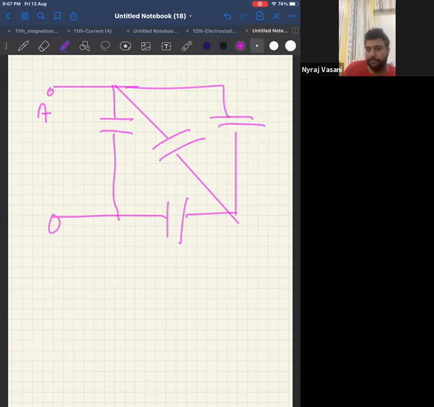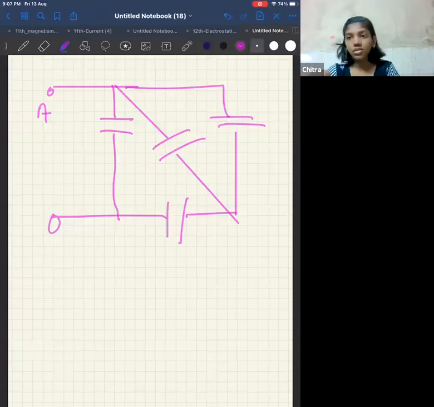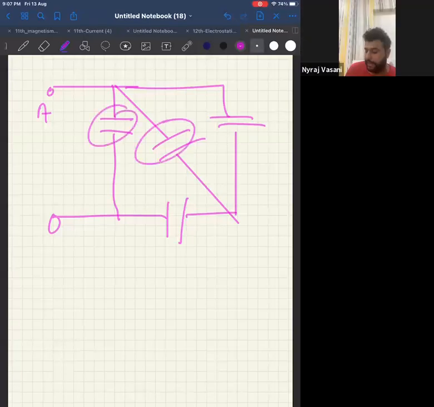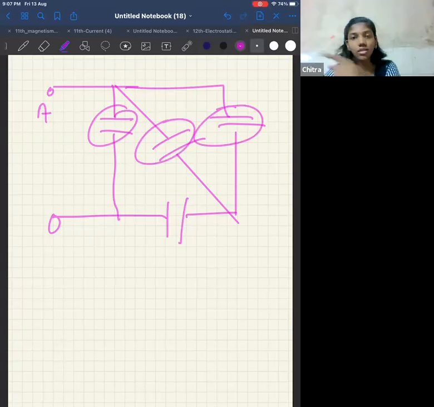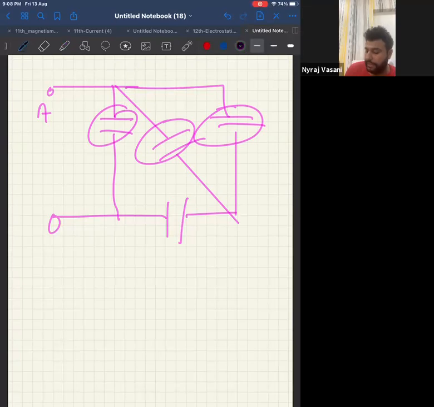Now you're telling me these three are in parallel, correct? The last one, that is this one, and the middle one are in parallel, correct? Yes, that is what I have taken. The last one and the middle one are in parallel. Then after that you took that. Correct.